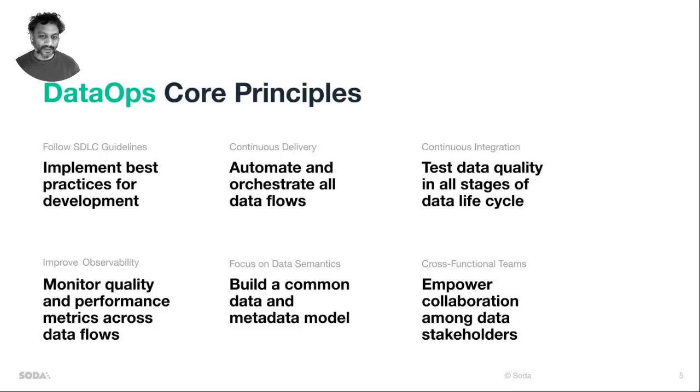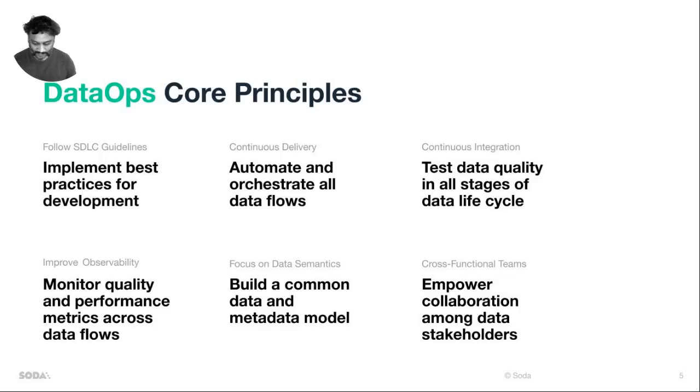And then you need to focus on the data semantics. This is something that's kind of a struggle for many organizations, and even in my experience, from several smaller startups all the way to bigger companies like multi-million-dollar banks. Having a common data model, common metadata model helps a lot in driving the data ops and delivering the value quickly. And finally, a cross-functional team.